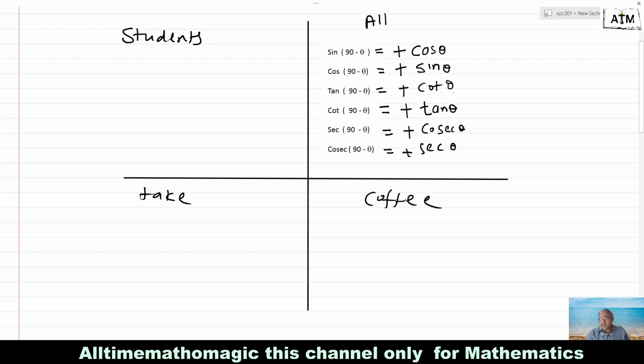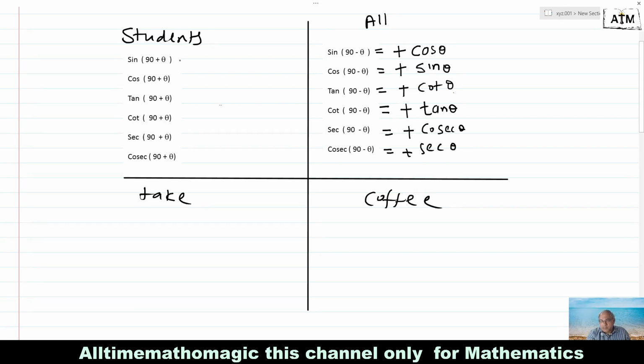So what are the results? Sin 90 minus theta equals to plus cos theta. Cos 90 minus theta is equal to plus sin theta. Tan 90 minus theta equals to plus cot theta. And cot 90 minus theta equals to plus tan theta. Sec 90 minus theta equals to plus cosec theta. And cosec 90 minus theta equals to plus sec theta. This way, when the 90 is here, the allied conversion is possible, and you have to see which quadrant it is. It is the first quadrant, then all are positive.